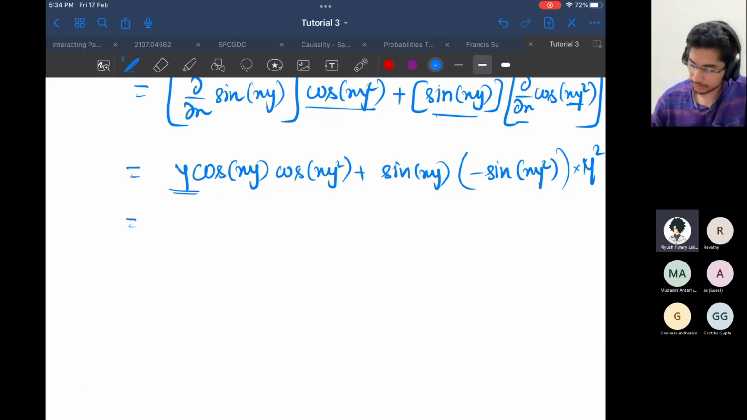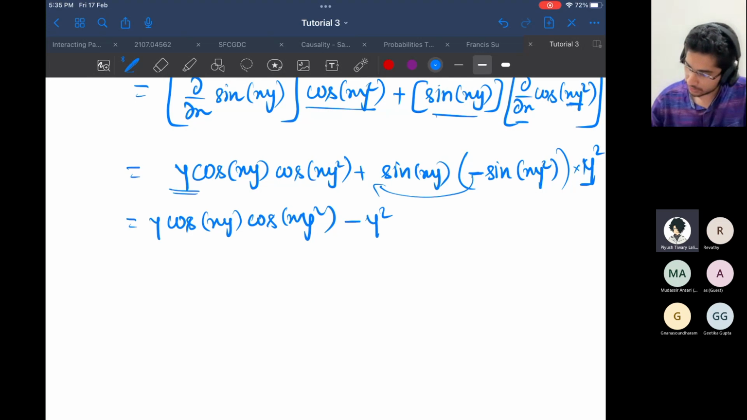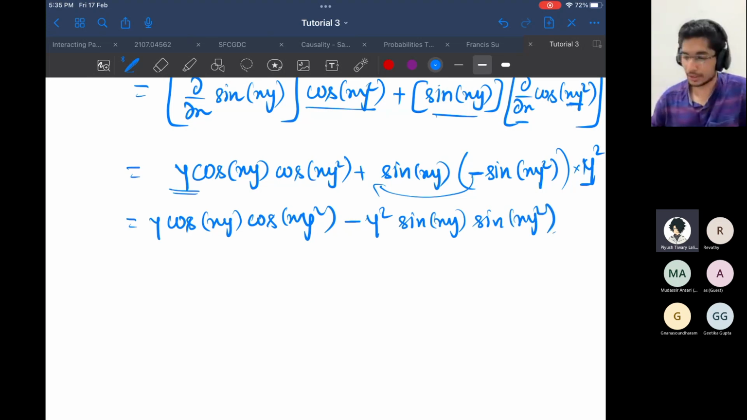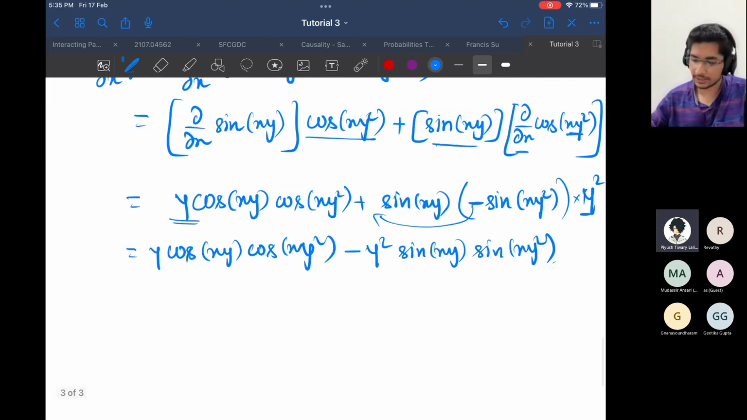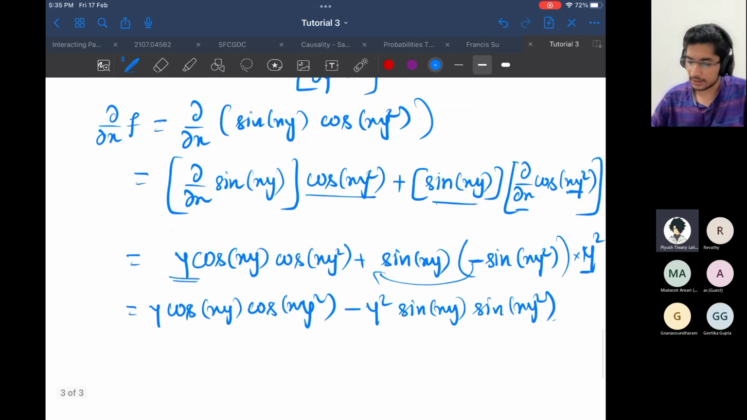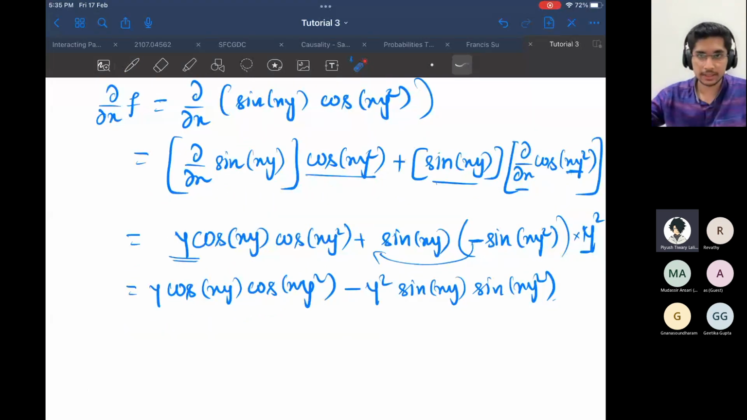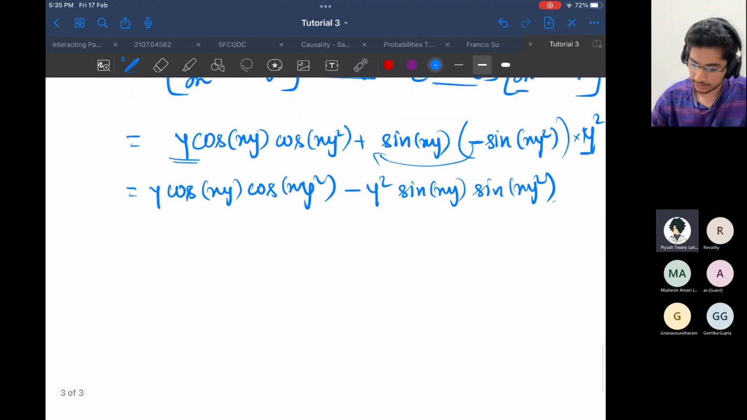Just writing it neatly, it will be y cos of xy, and you have a minus sign here that will come out, so it will be minus, and there is a y square, I will write it here, and sine of xy square. I hope this is clear. So it was just partial differentiation of some weird looking function. Nonetheless, if you break the big thing into smaller steps, like I did here, you will not make a mistake, and you will eventually reach the correct answer.